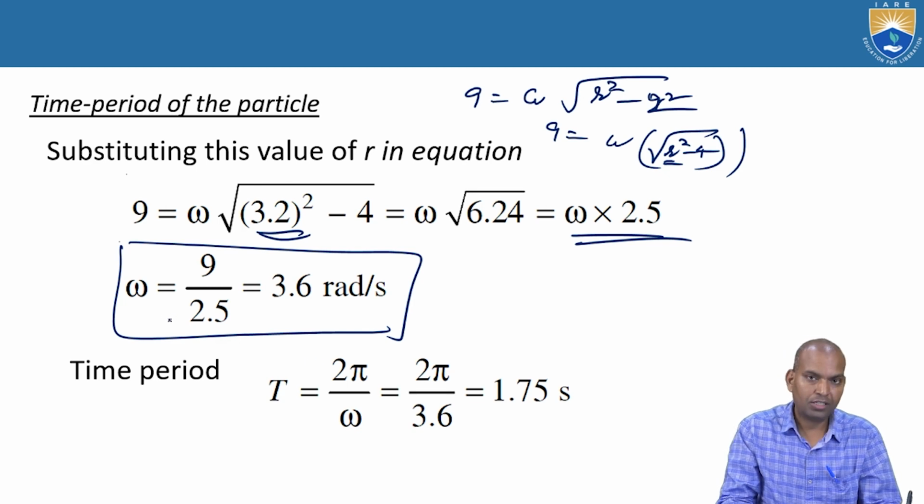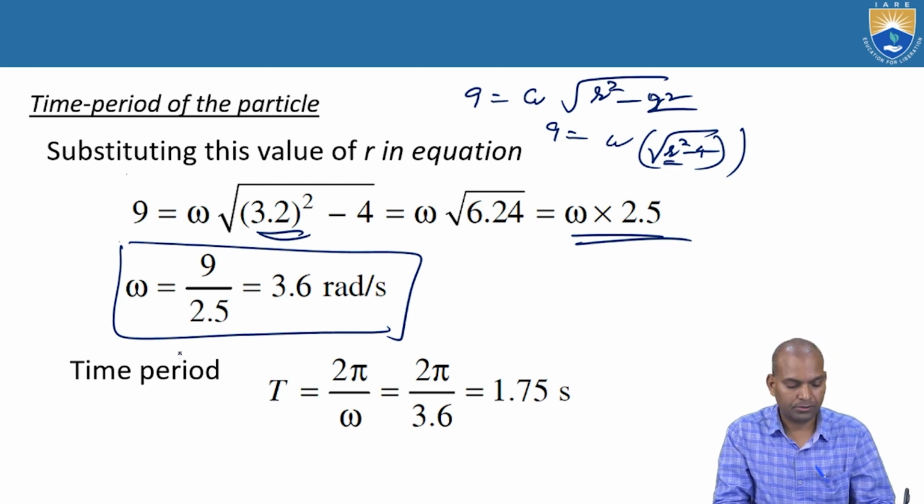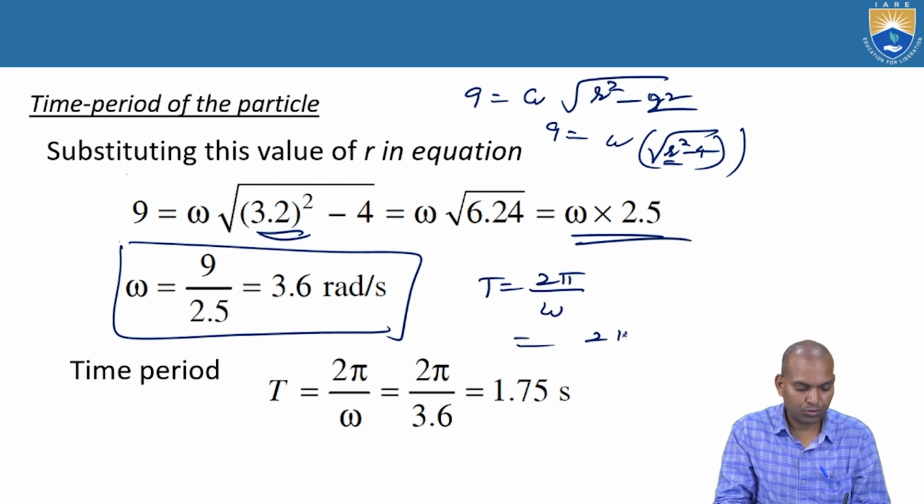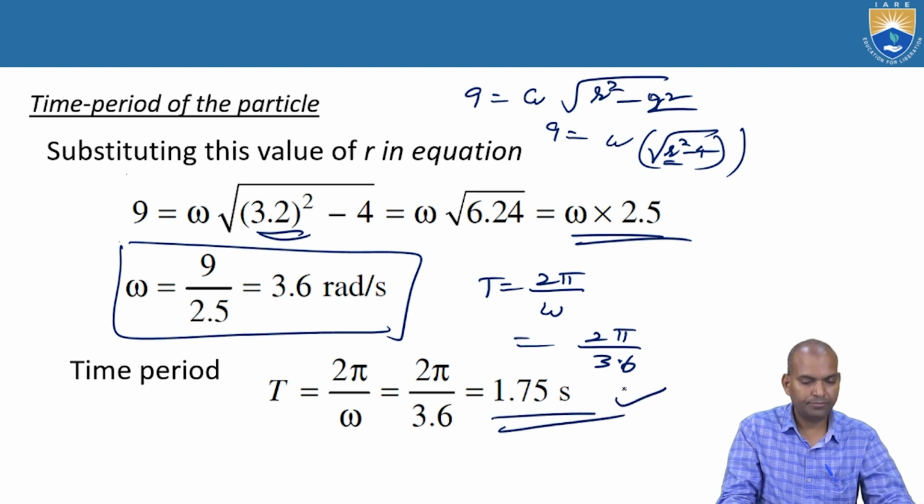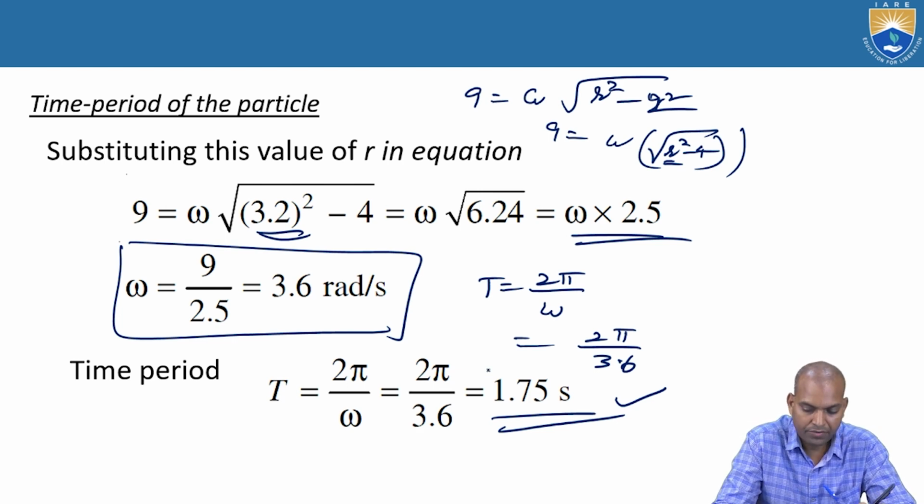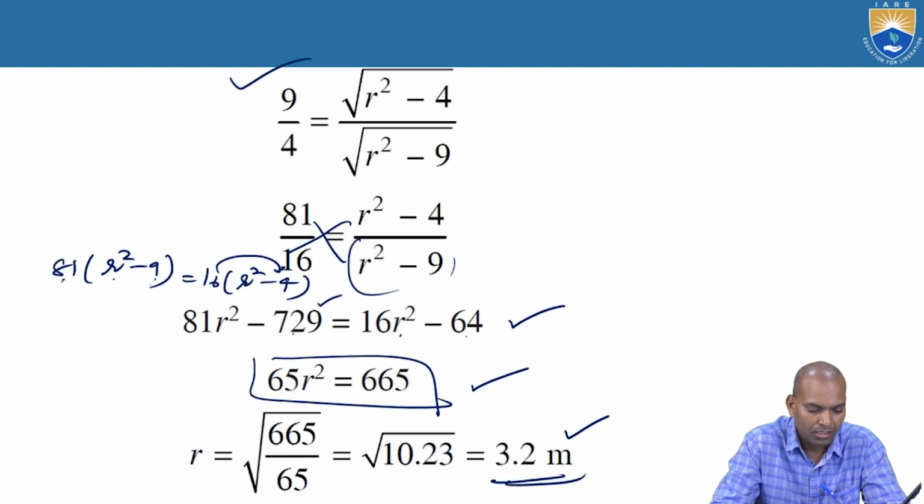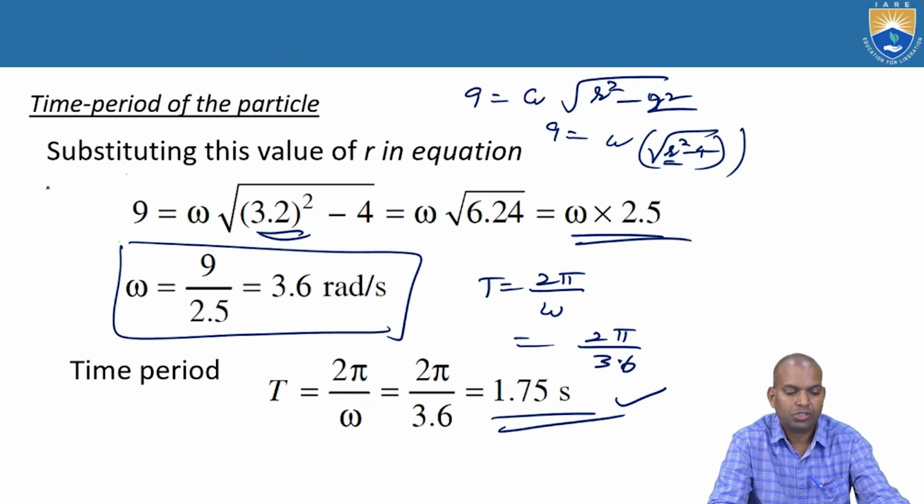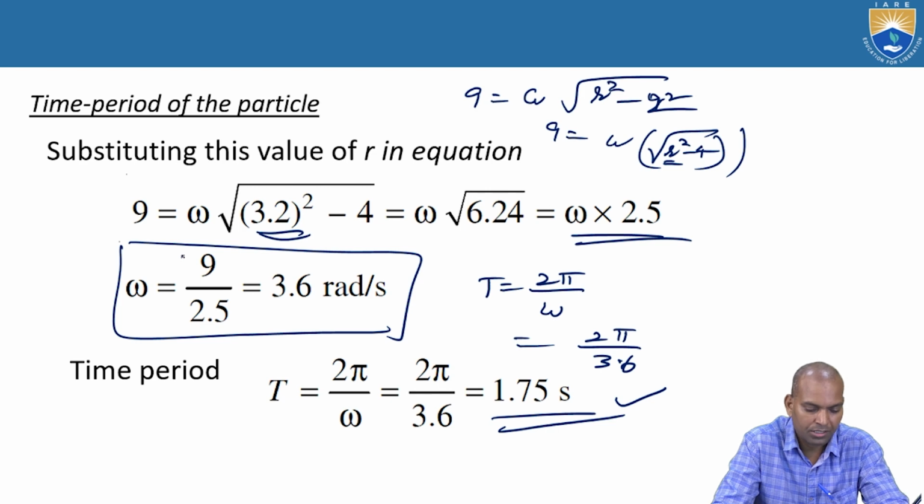We know the uniform angular velocity of the particle, so the time period T equals 2 pi by omega. Substituting 2 pi by 3.6, the obtained value is 1.75 seconds. There were two objectives to be calculated here: the amplitude, which is 3.2 meters, and the time period of the particle, which is 1.75 seconds.